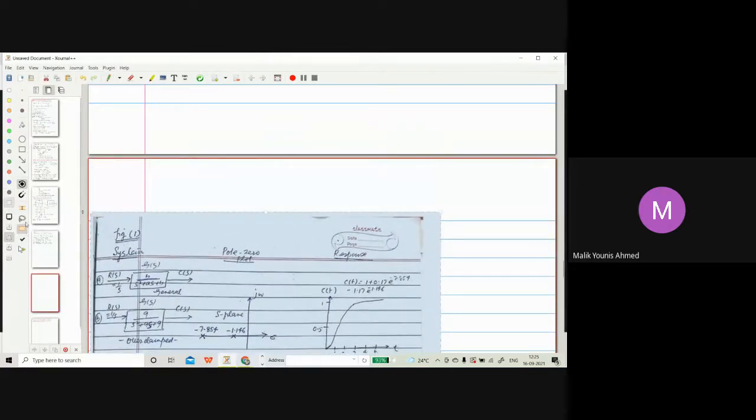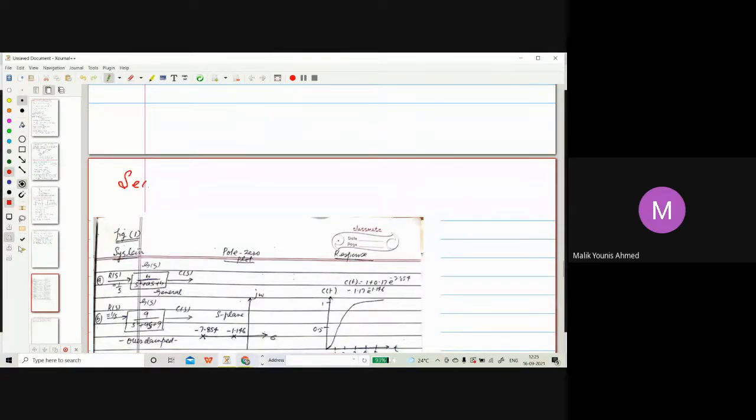Now let's talk about the second order system. Any doubts in the previous question?